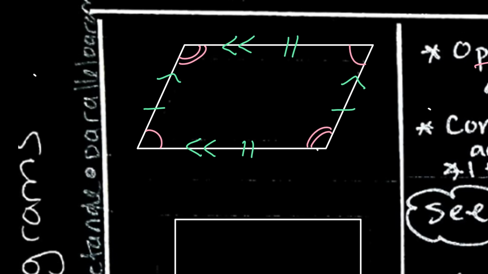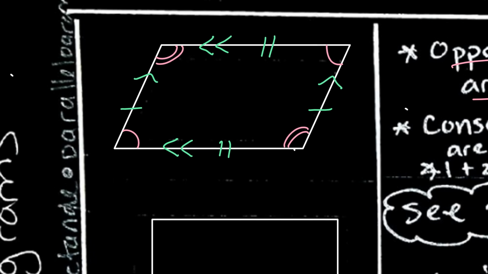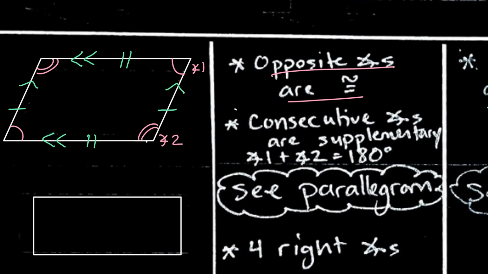Now also, there's something more special that you may not have known. Say this angle down here is angle 2 and this is angle 1. These 2 angles are called consecutive angles, which just means they're angles right next to each other. So in a parallelogram, if 2 angles are next to each other, they are supplementary. They add up to 180. So that's what it says here. Consecutive angles are supplementary. Angle 1 plus angle 2 is 180. And if you don't think you'll remember that, consecutive just means next to.